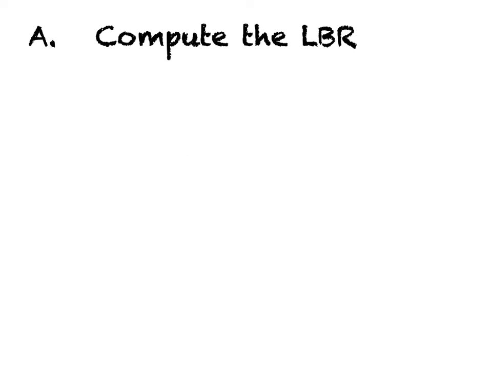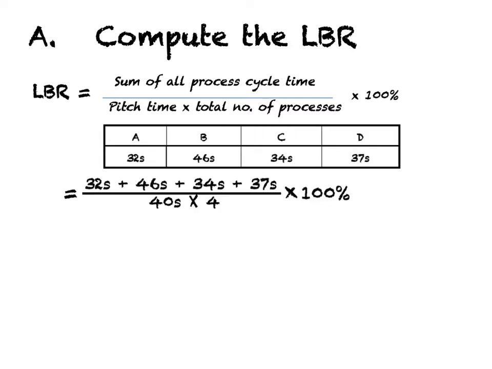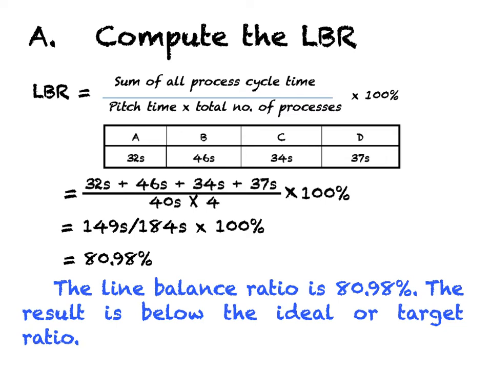Let's compute the line balance ratio: the formula, the given. Then, let's substitute. We have the sum of all the process cycle time, 149 seconds, and the product of pitch time and total number of processes, which is 184 seconds, multiplied by 100%. The line balance ratio is 80.98%. So, the result shows that it is below the ideal or the target ratio.